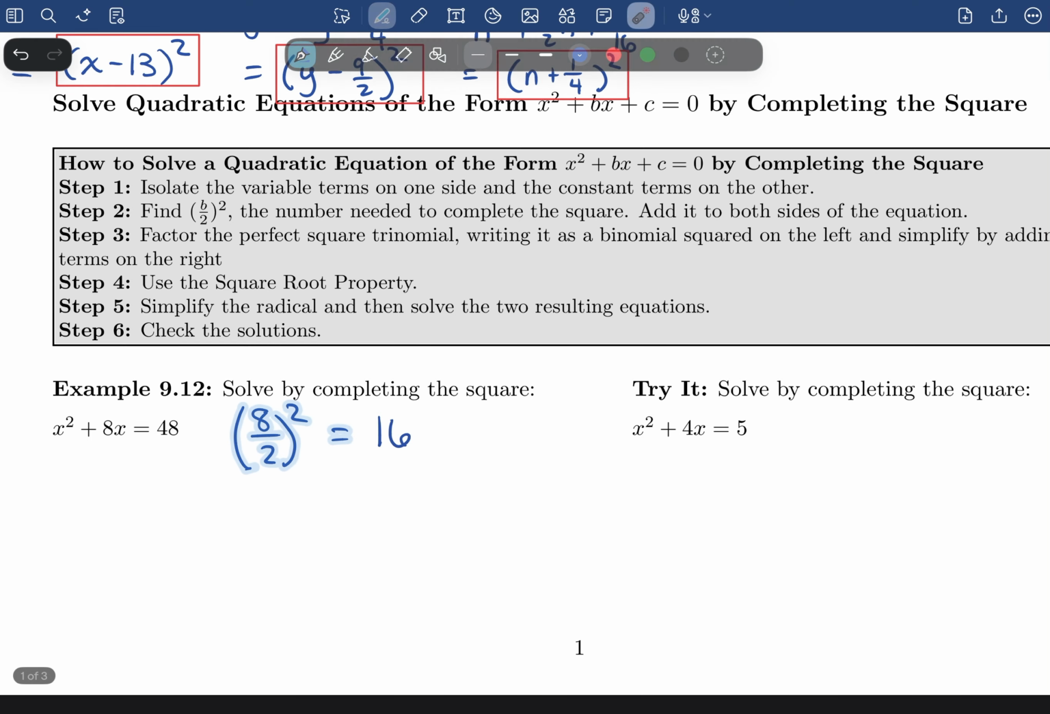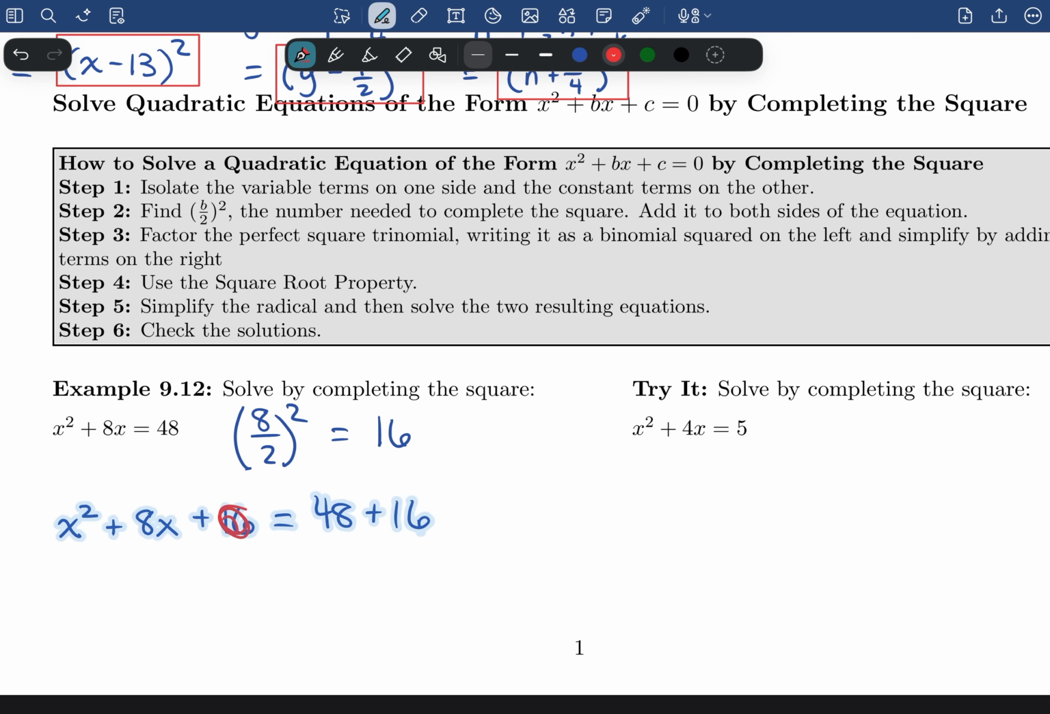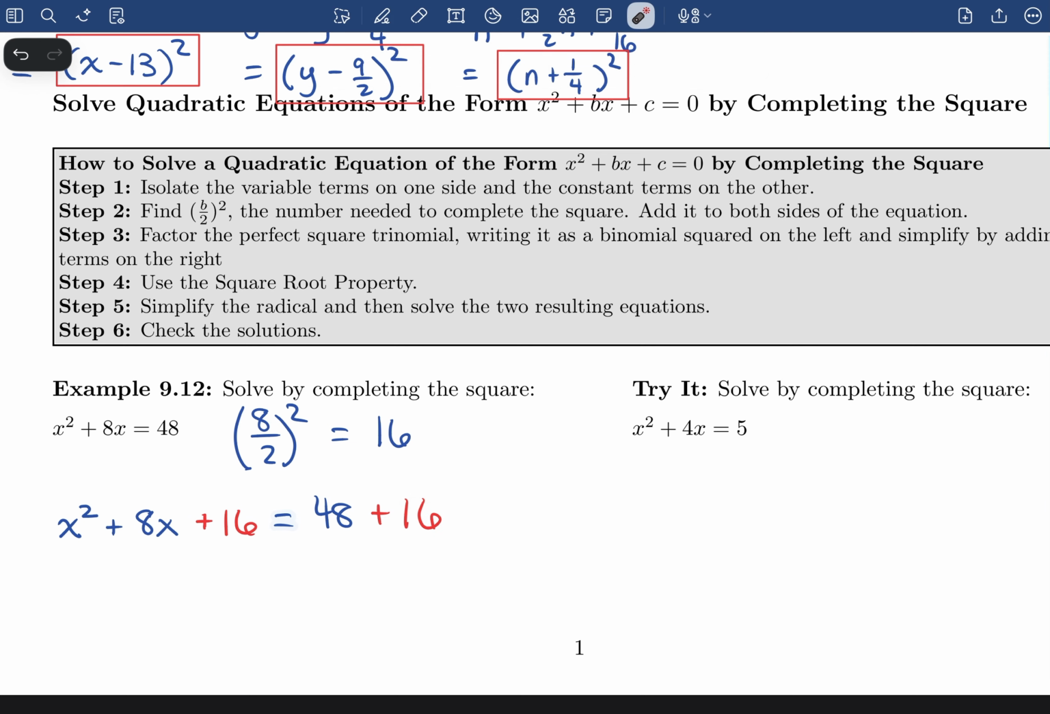Cool. Now, to end step 2, I need to add it to both sides of the equation. That 16 that I got, I'm going to add it to both sides of my equation. So I get x squared plus 8x plus 16 equals 48 plus 16. Look at that. Maybe I make it red. I just added 16 to both sides of my equation. That balances my equation. You can always add anything to both sides of an equation, and the equation is still true.